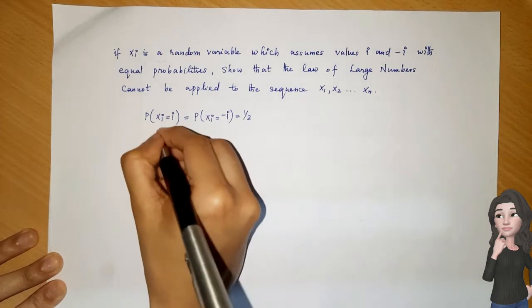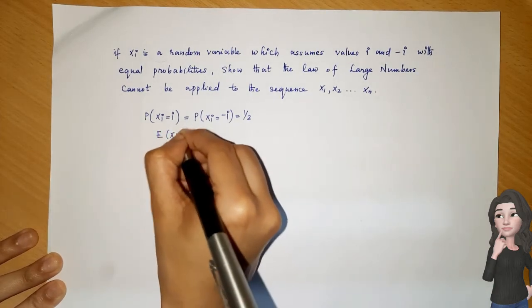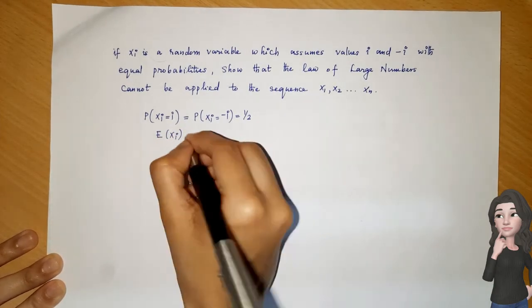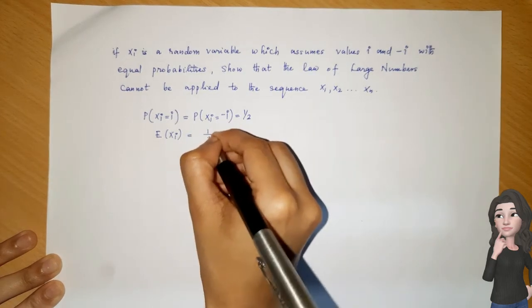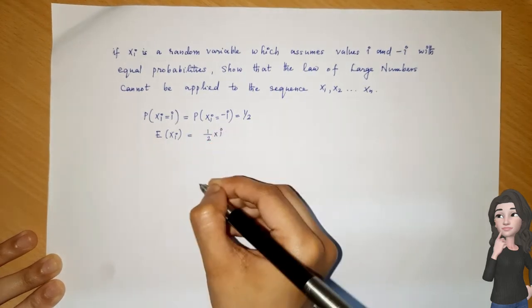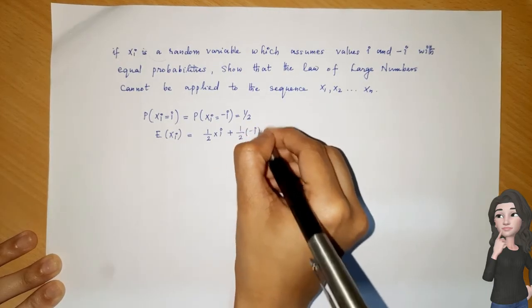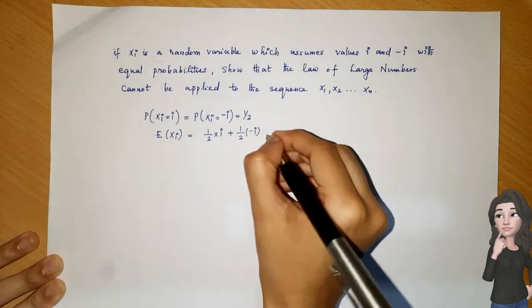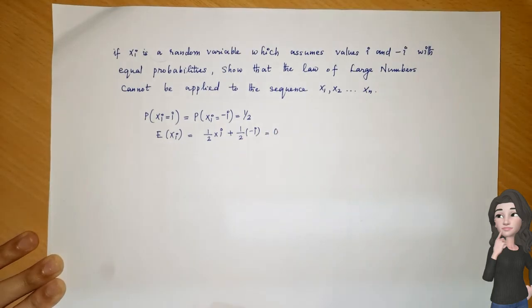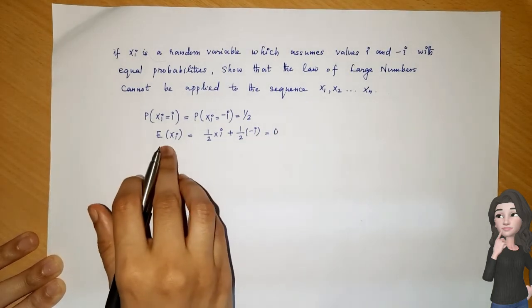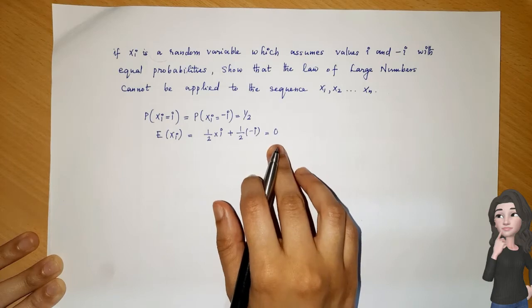So therefore, we can find expectation of Xi. Expectation of Xi is equal to 1 by 2 into i plus 1 by 2 into minus i, and this is equal to 0. So therefore, expectation of Xi we got as 0.